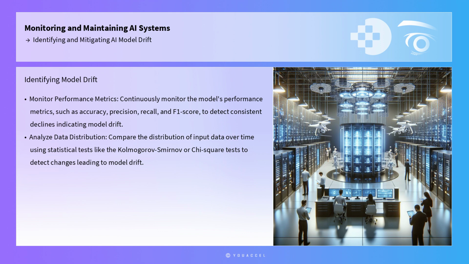To effectively identify model drift, practitioners can utilize a variety of monitoring tools and techniques. A simple yet effective approach is to continuously monitor the model's performance metrics, such as accuracy, precision, recall, and F1 score. If these metrics show a consistent decline, it may indicate model drift. Another technique involves comparing the distribution of input data over time using statistical tests such as the Kolmogorov-Smirnov test or the chi-square test. These tests can help detect significant changes in data distribution that could lead to model drift.